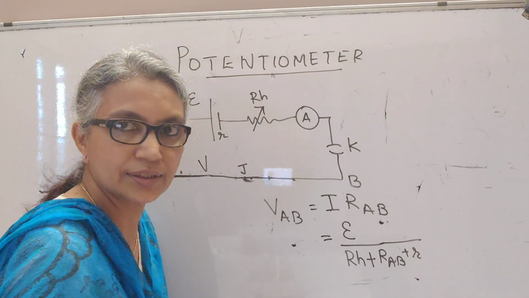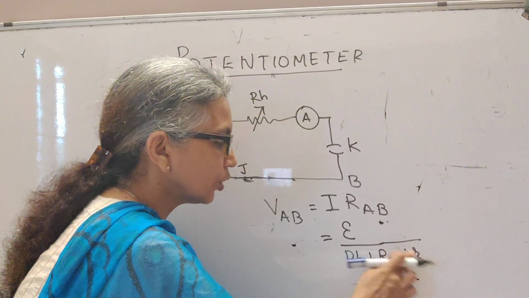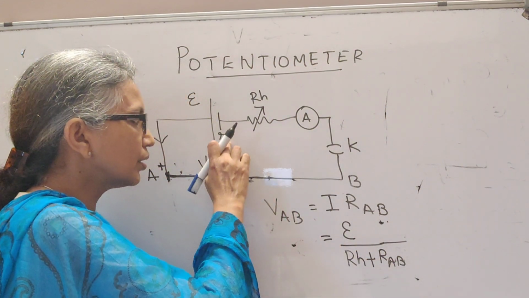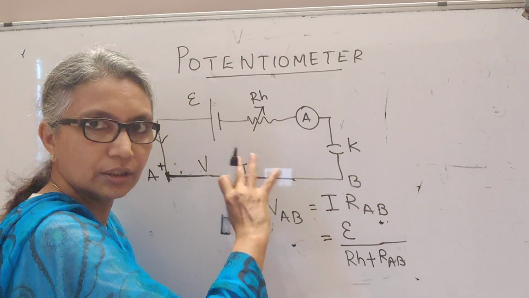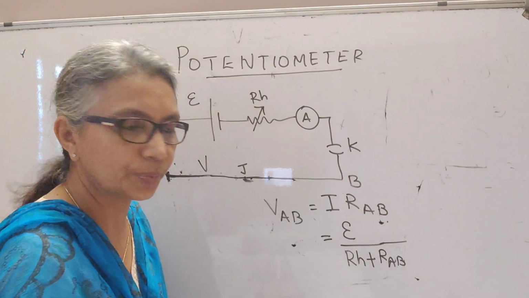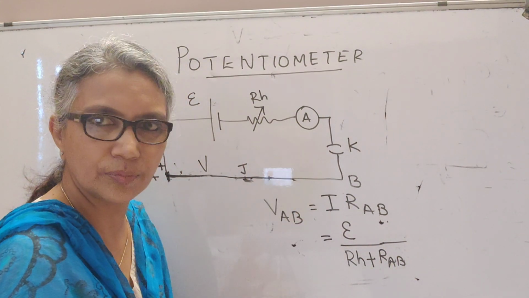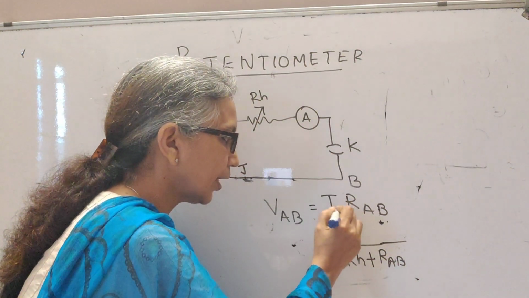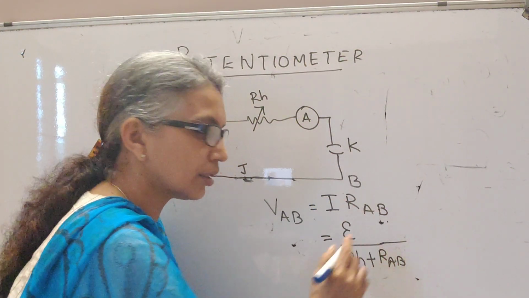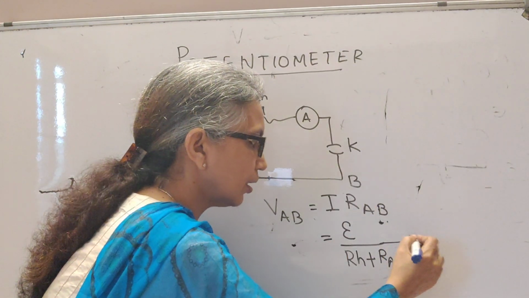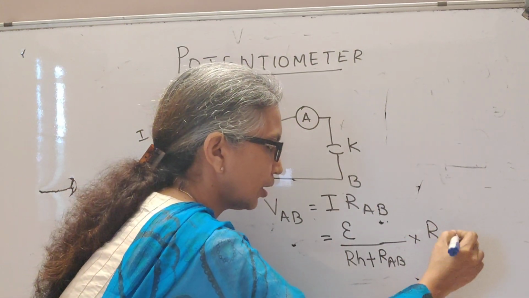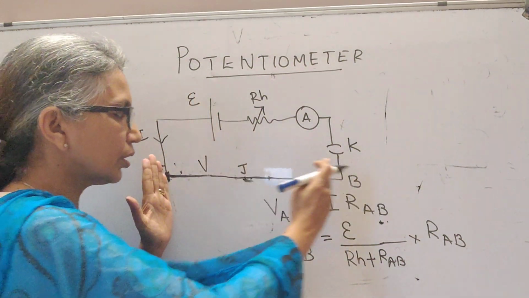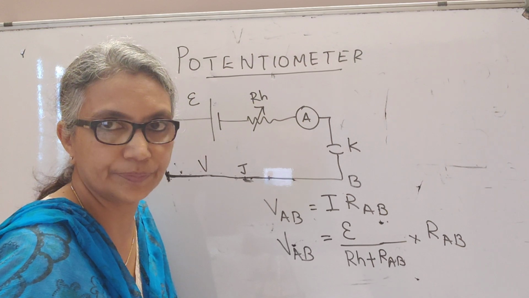You have a total resistance like this. Now this we usually neglect, because compared to RH and RAB, this small r is negligible in the circuit. So when we take a potentiometer, the internal resistance of the battery is normally neglected. So this is what I is. I is equal to E by RH plus RAB. Then there is an RAB here, so this is into RAB. That is the voltage VAB, the maximum voltage available across that wire.